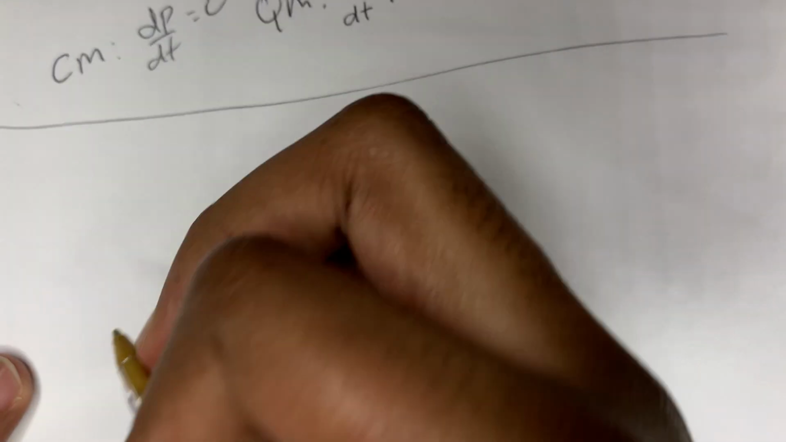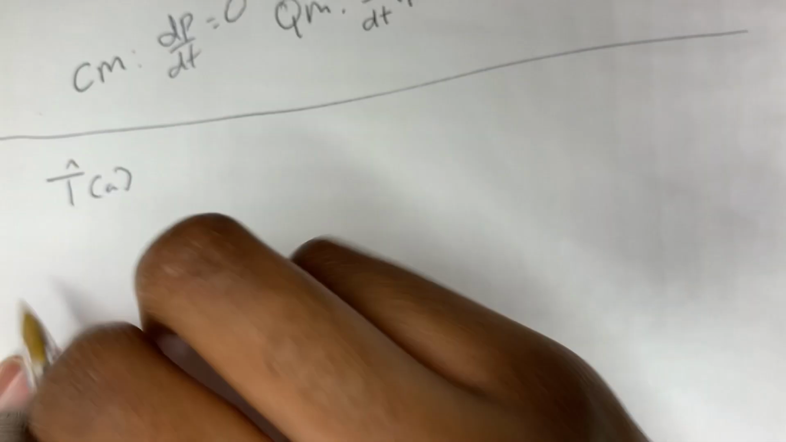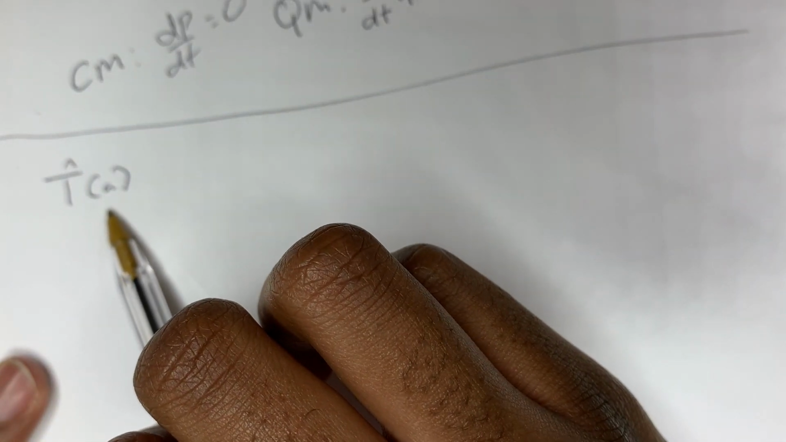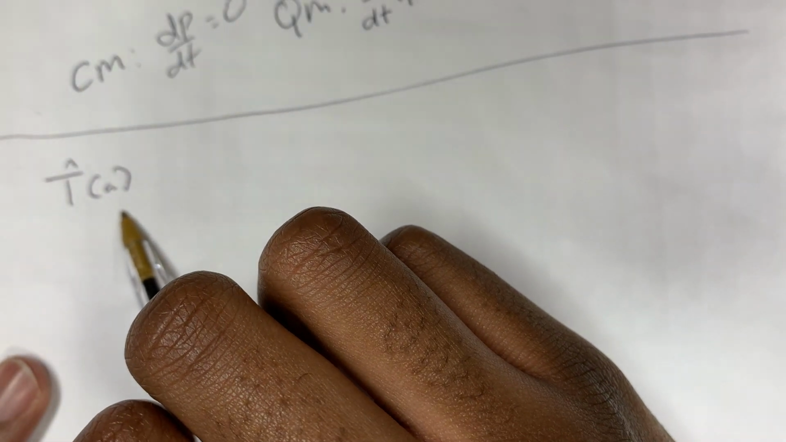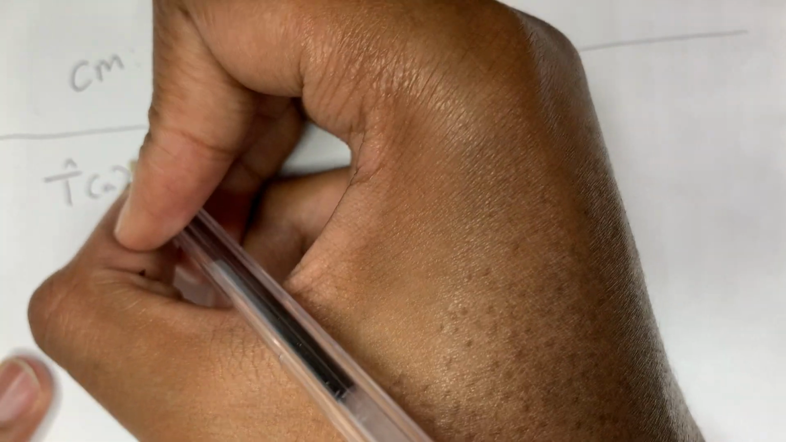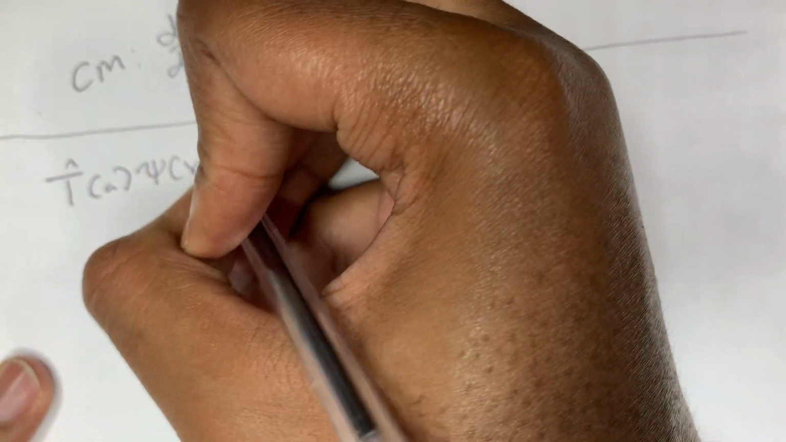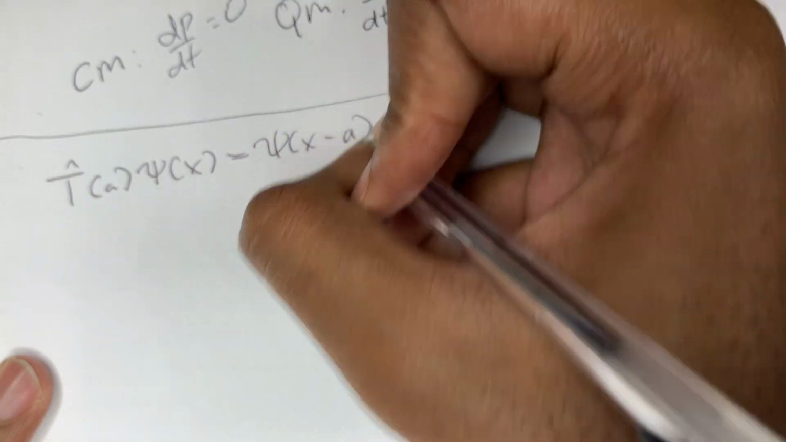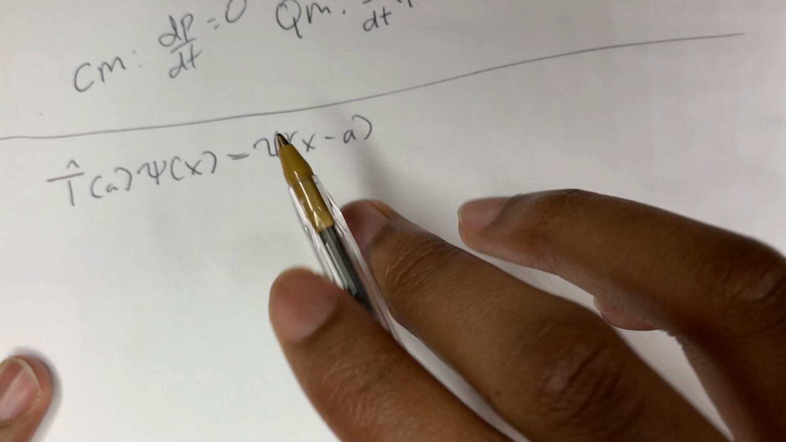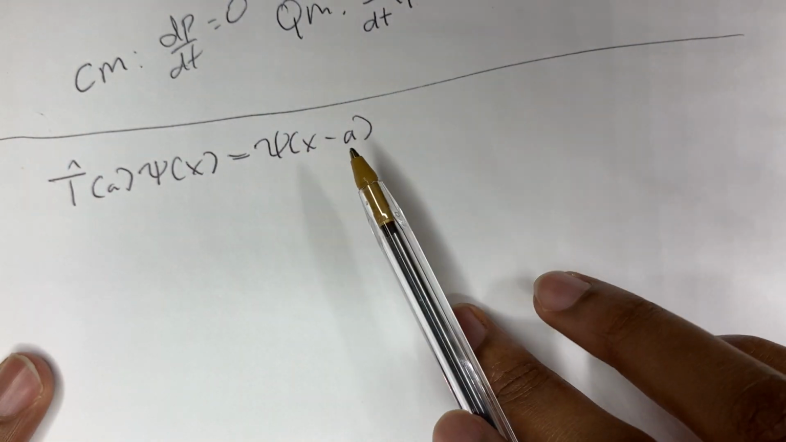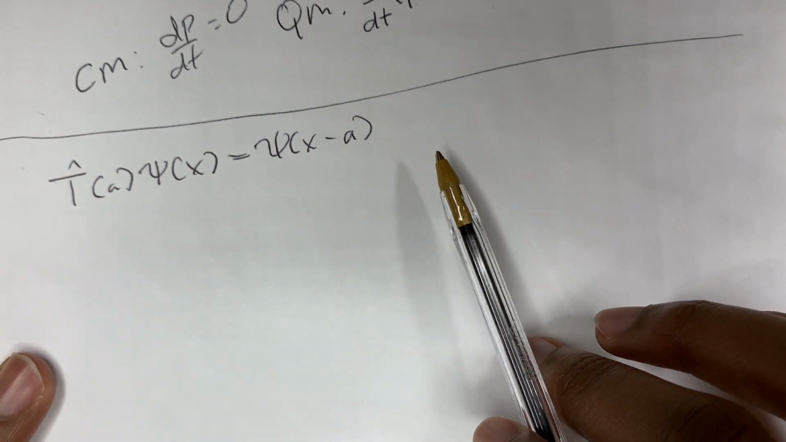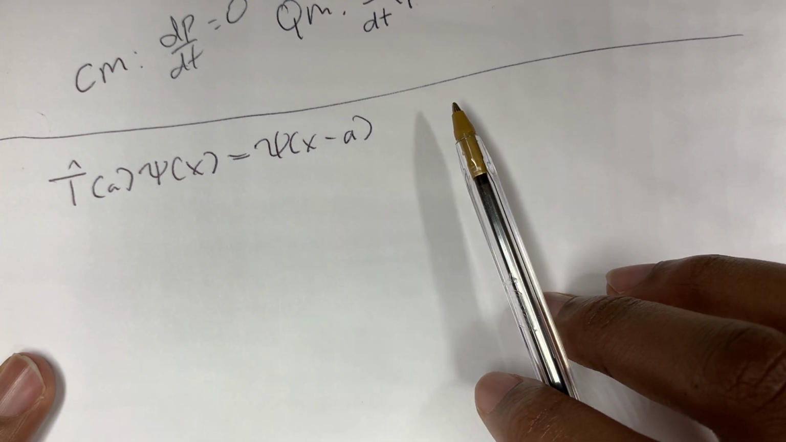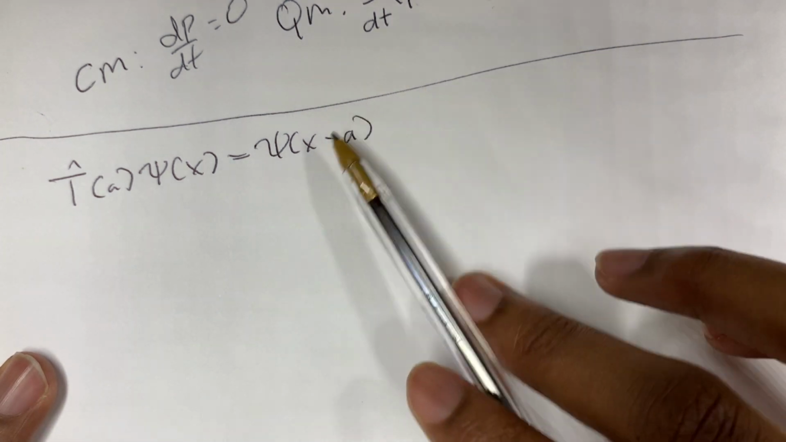So let's define the translation operator. We define the space translational operator as the operator that acts on psi of x and outputs psi of x minus some number a. This corresponds to shifting the wave function to the right by some amount.